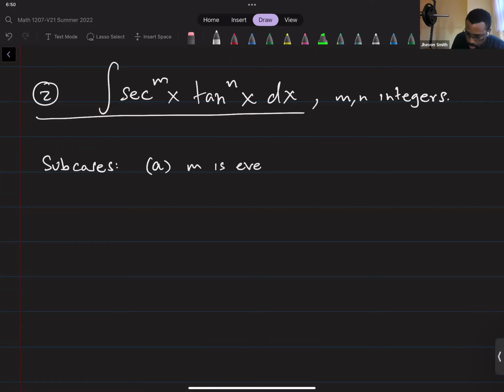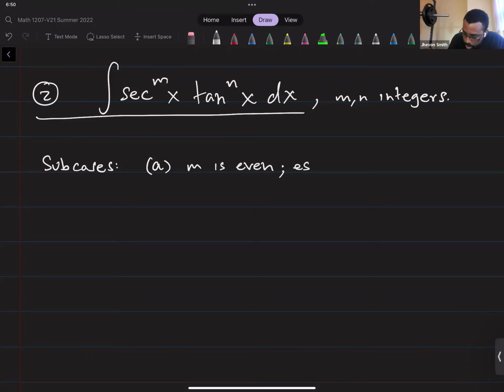M is even, so you have an even power of secant. If you only have secants and there's an even power, you might end up in a case like the integral of secant squared, which is easy. That's a basic rule. We know that the derivative of tangent is secant squared, so the integral of secant squared is tangent. But this is particularly useful when there's not just a secant squared all by itself. You might have a tangent attached to it.